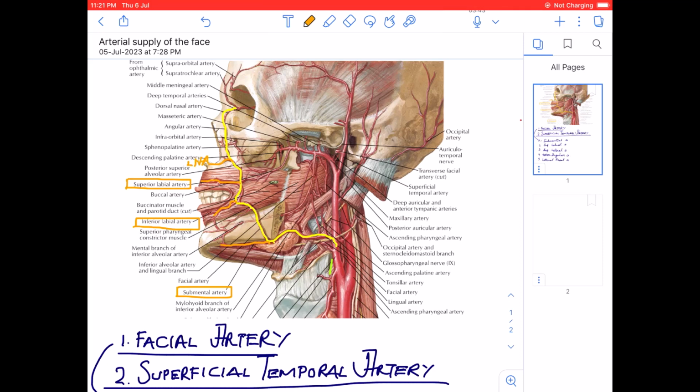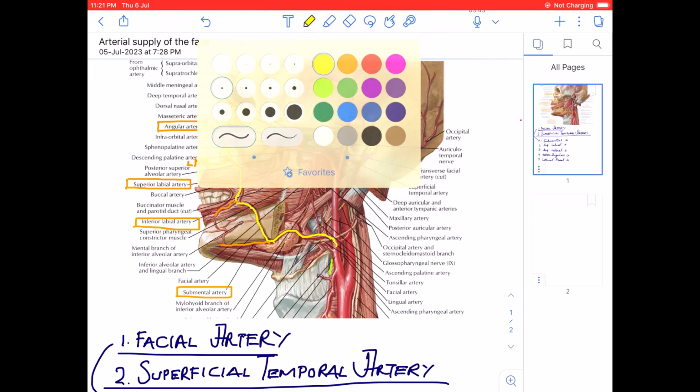After giving off the lateral nasal artery branch, the facial artery then becomes the angular artery, which goes along the side of the nose towards the medial angle of the eye.